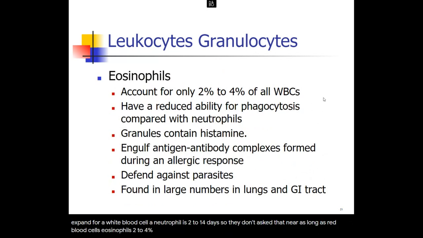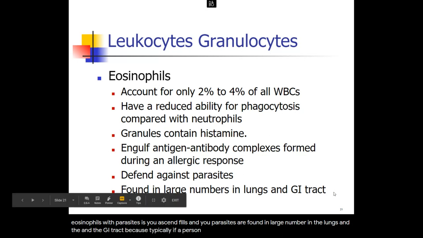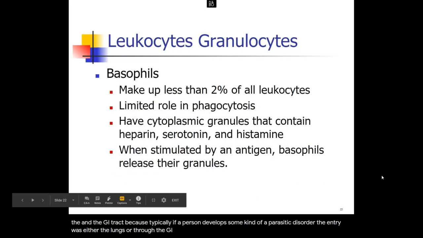Eosinophils, 2 to 4% of the white blood cells. They're not as good at phagocytosis compared to the neutrophils. It is a granulated one, and the granules contain histamine. So they engulf the antibody-antigen complex formed when there's an allergic response. So they're the allergic ones, and parasites. And one way to remember eosinophils with parasites is eosinophils and euparasites. They're found in large number in the lungs and the GI tract, because typically if a person develops some kind of a parasitic disorder, the entry was either the lungs or through the GI tract.